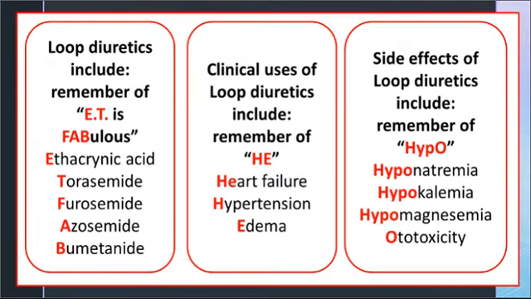Your loop diuretics, we've talked about loop diuretics. Here are some mnemonics that might help you. It is used in heart failure. Watch for hyponatremia, hypokalemia, hypomagnesemia, ototoxicity. May lead to diarrhea or constipation and abdominal cramps. All diuretics, no matter which kind, watch for dehydration and hypotension.